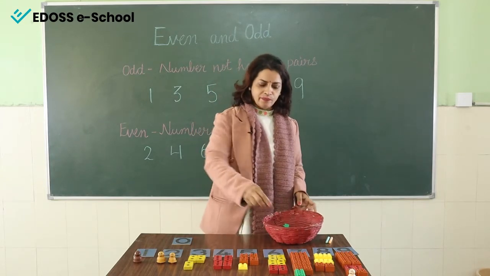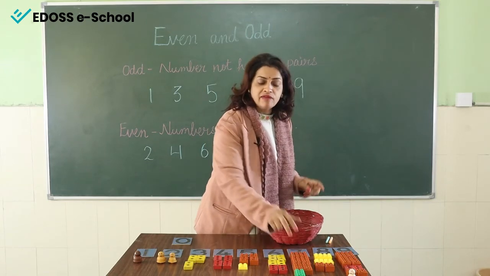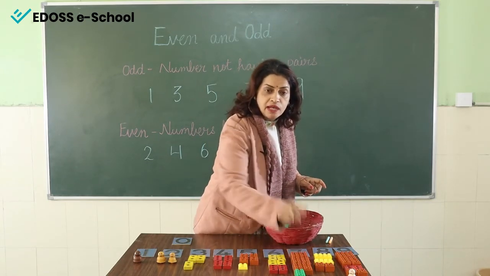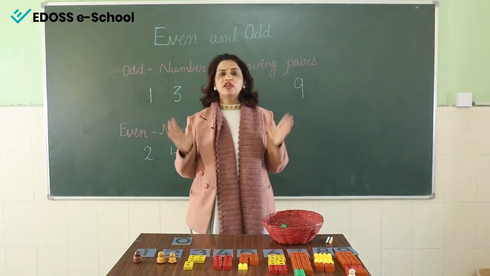Number 7, you can see that the first set is having a pair, again a pair, but the last one is remaining without any pair.